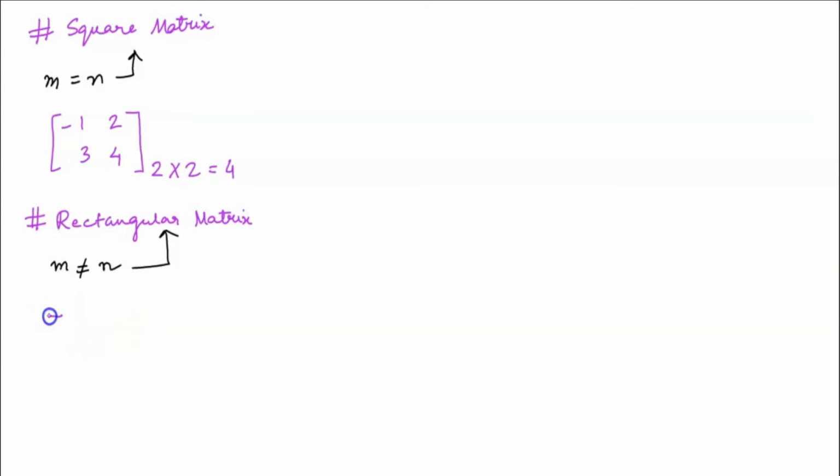Let me show you an example for it. If I write 1, 3, 7 and 2, -1, 4, we can clearly see that the number of rows is 2 and the number of columns is 3. So the number of rows is not equal to the number of columns, and we can say it is a rectangular matrix. Okay, so I hope you have understood the concept.